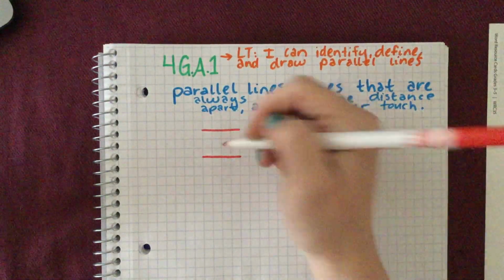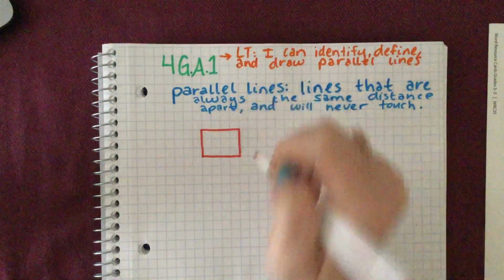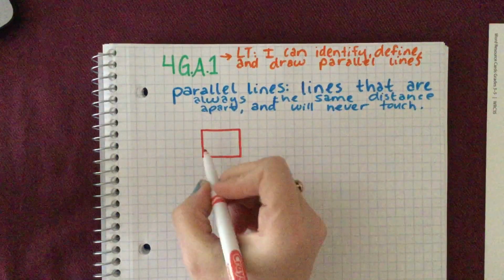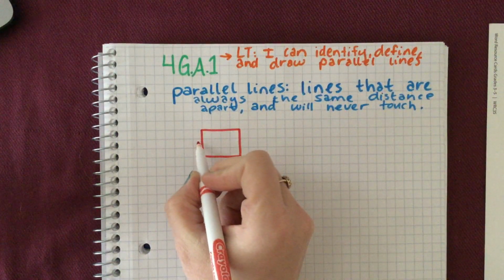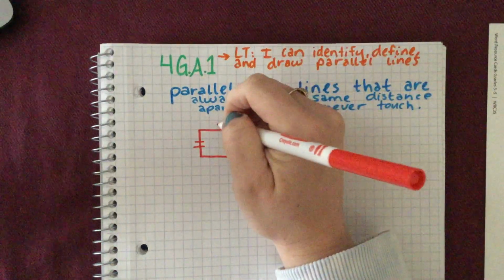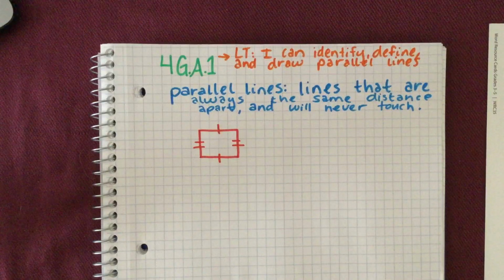And that is how you know they're parallel. So I'm going to draw a pretty simple shape here. It's a rectangle. Now, this rectangle has two sets of parallel lines. It has a set here, and it has another set here. Those lines are all parallel.